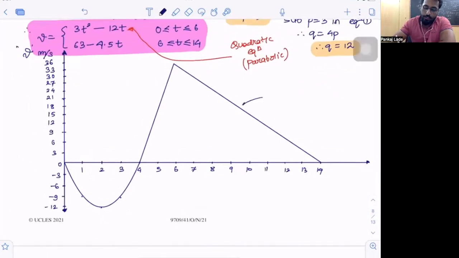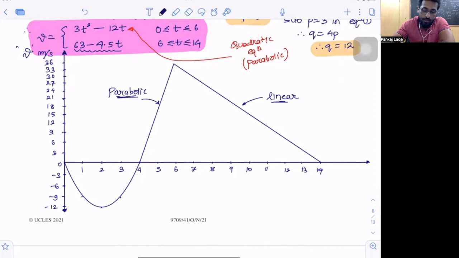So this is linear. This is linear, right? Velocity is linear because you had a linear equation, 63 minus 4.5 t. And then this is parabolic. This is parabolic. So you should mention these things in your graph, students.